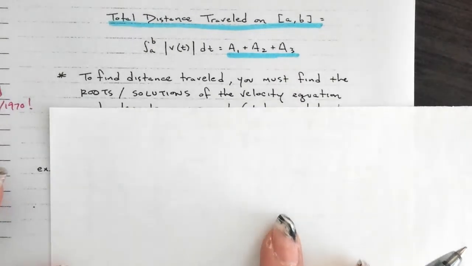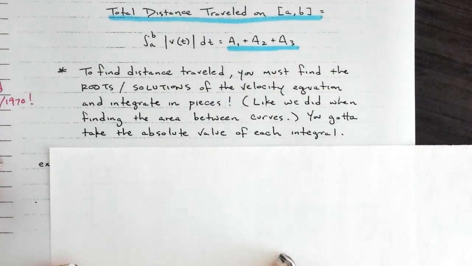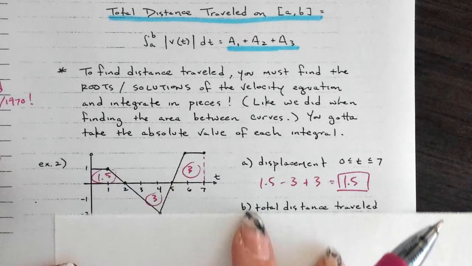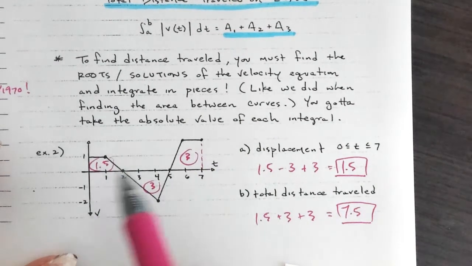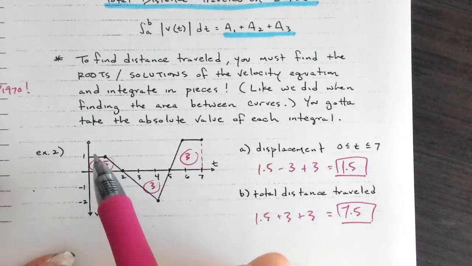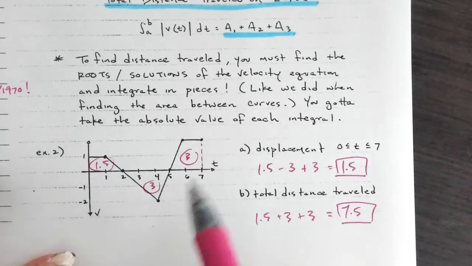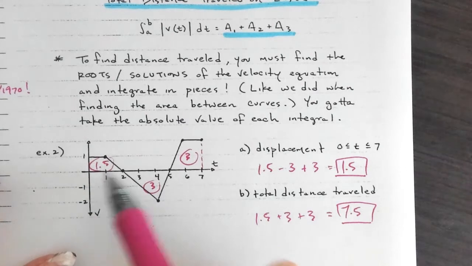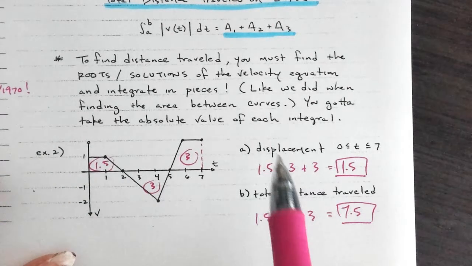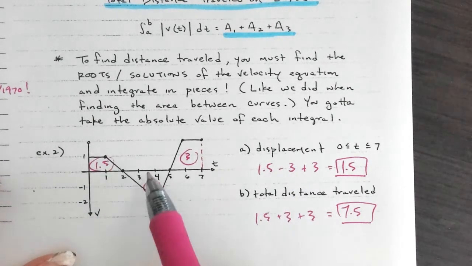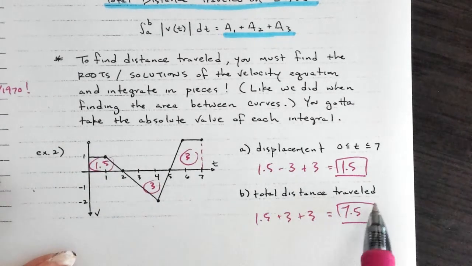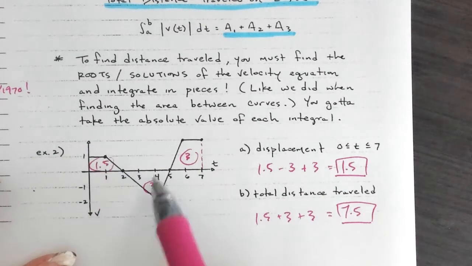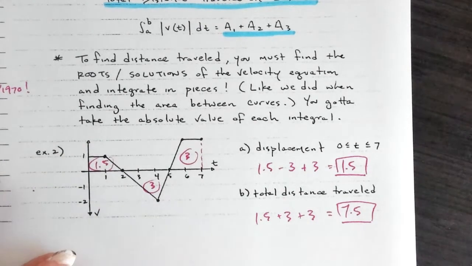So in this next part, it's just a little bit of explanation. I'm not going to read it to you. And then what's the difference between displacement and total distance traveled if this is a velocity graph? We find the little areas, right? We find the little area between the x-axis and the graph. And then displacement would be positive, negative, and positive. So you add them together, you get 1.5. And then total distance traveled would be plus, plus, plus. You add them together, you get 7.5.